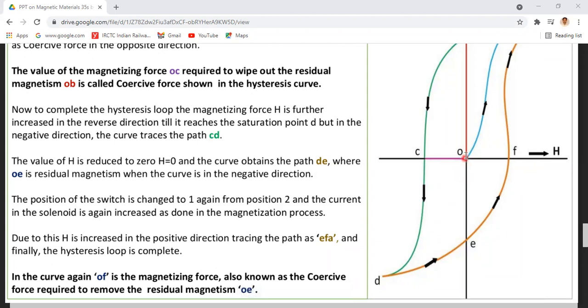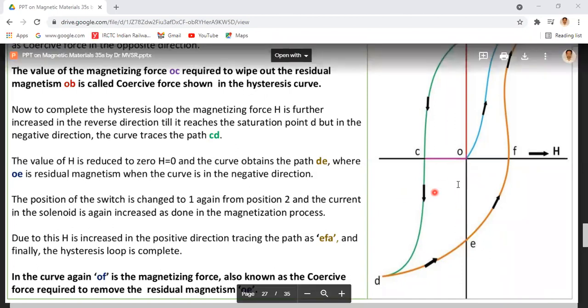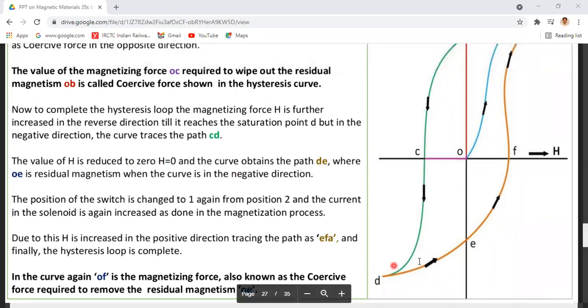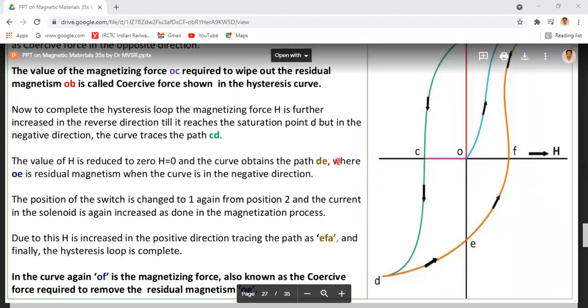At the origin, H is equal to zero, but the value of the flux density does not become zero. Some value of B exists, that is OE. This is also called the residual magnetism in the reverse direction. Now, the value of H is reduced to zero, the curve follows the path DE, where OE is the residual magnetism when the curve is in the negative direction.